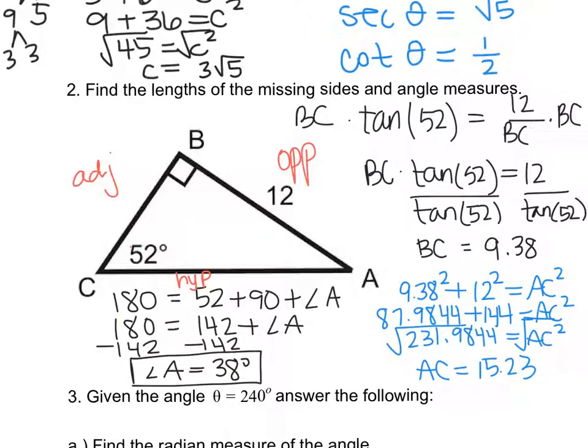15.23. Now, if you used a trig ratio to find AC, your decimal is probably going to be a little bit different, but it should still be 15 point something. The reason why they don't match is because we rounded to find BC using the trig ratio, which means the number we plug in using the Pythagorean Theorem is rounded, and it's not going to be the exact same answer as if I were to solve using a trig ratio.